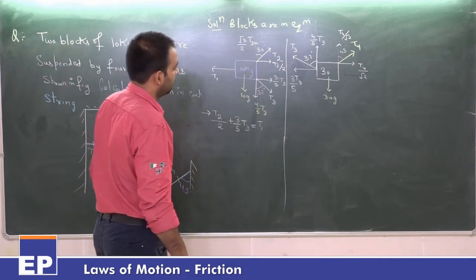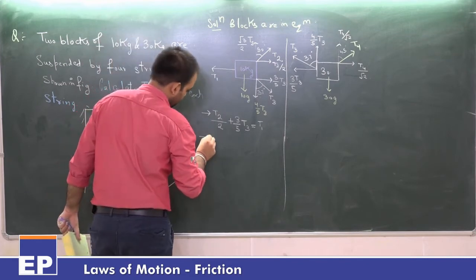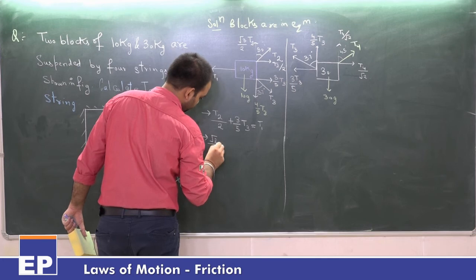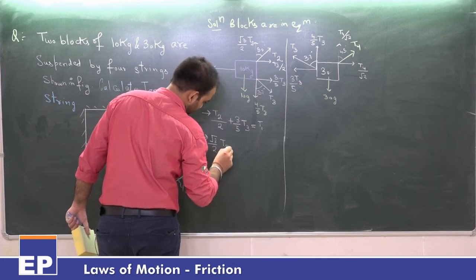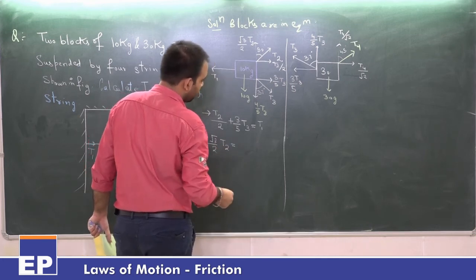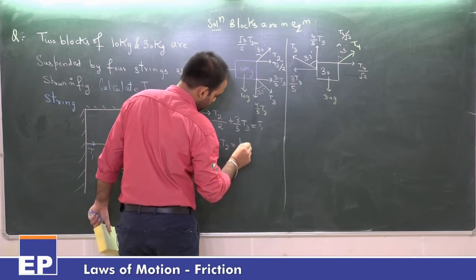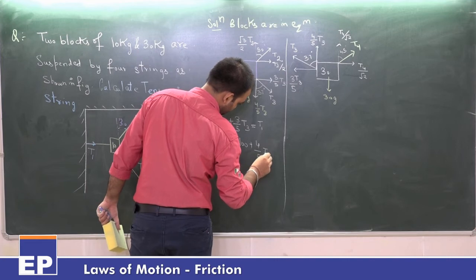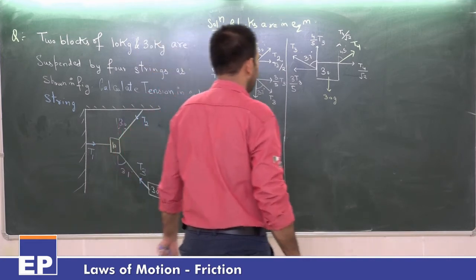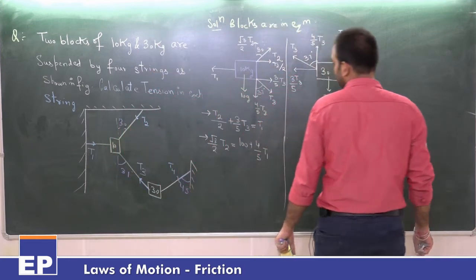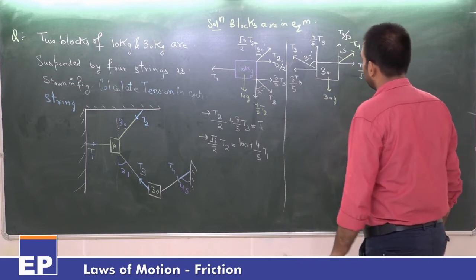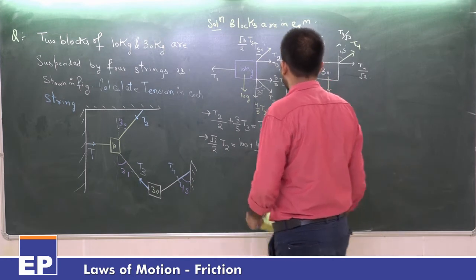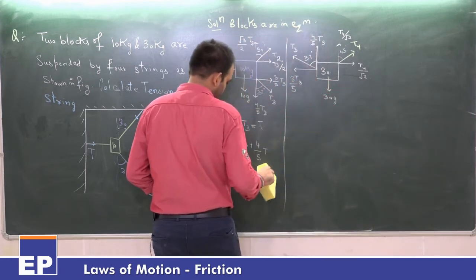1, 2 and 3. This is in upward direction. So I can write 3 root 3 by 2 T2 is equal to 100 plus 4 by 5 T1. Right? If you look at this side, four by 5 T3.